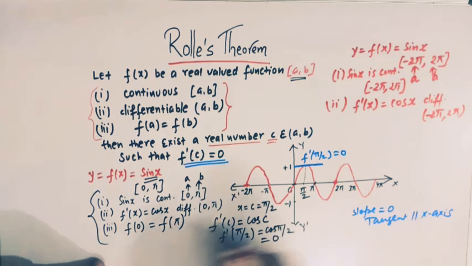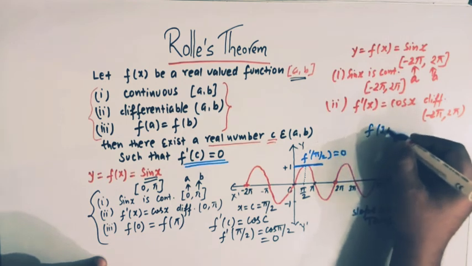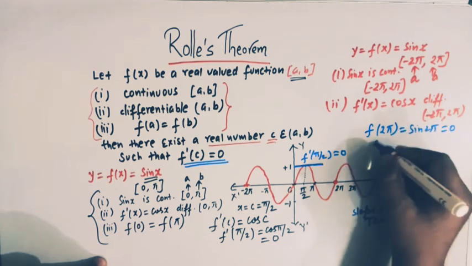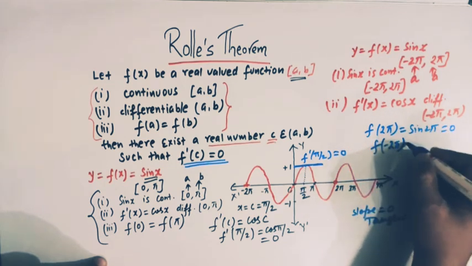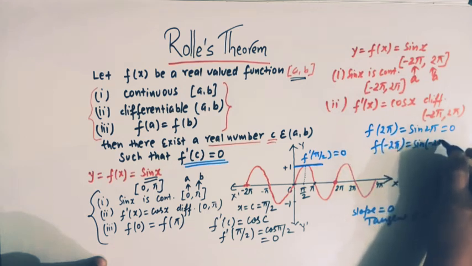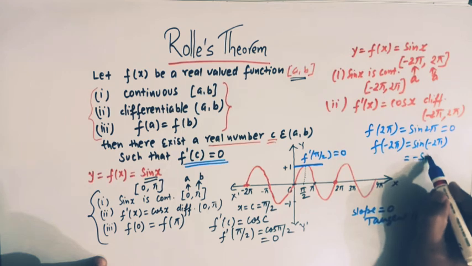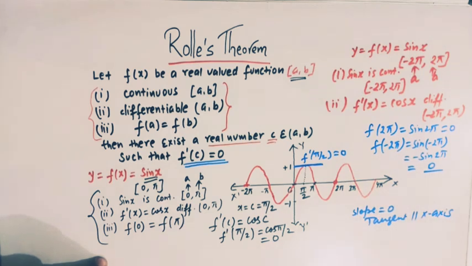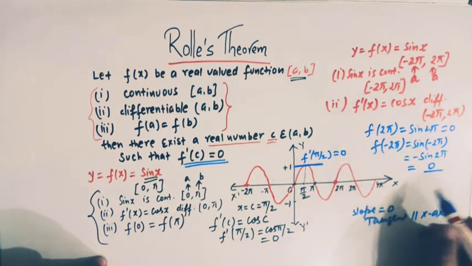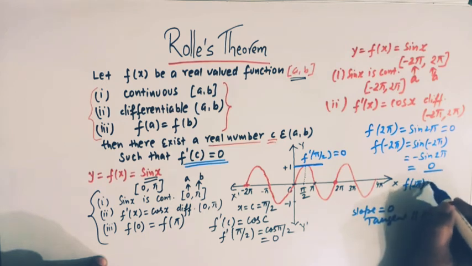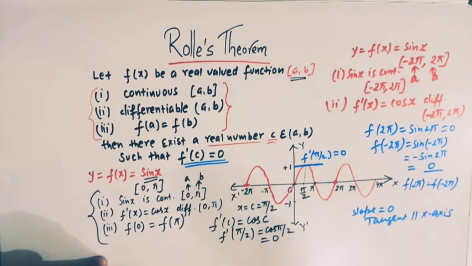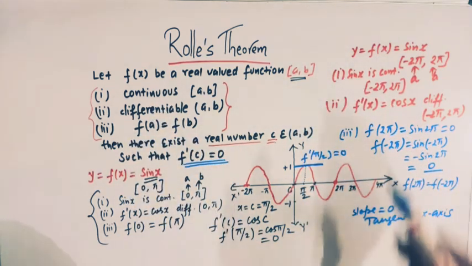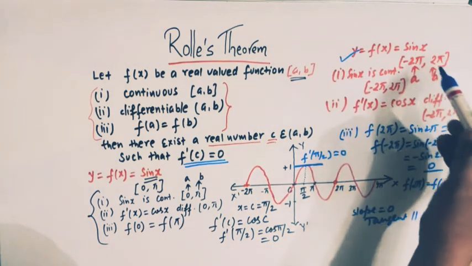And the third condition, which is quite important. So the third condition is f of 2 pi. F of 2 pi is sine of 2 pi, which is equal to 0, and f of minus 2 pi, that is sine of minus 2 pi. So we have minus of sine 2 pi, that is 0, because sine 2 pi is 0, right? So we have seen that f of 2 pi is equal to f of minus 2 pi. So therefore all the three conditions of Rolle's theorem are satisfied by this function in this interval.